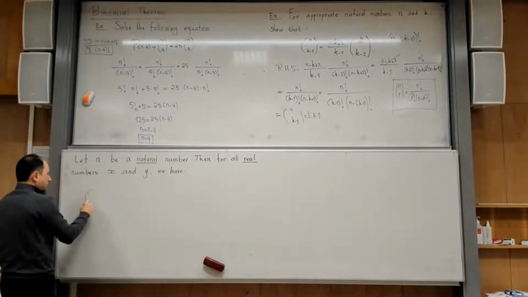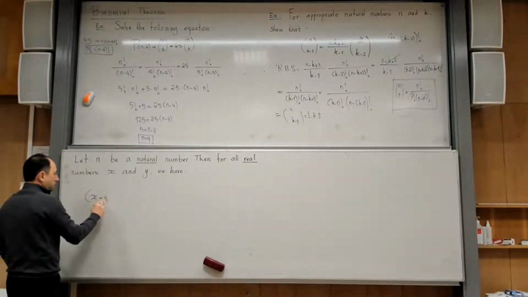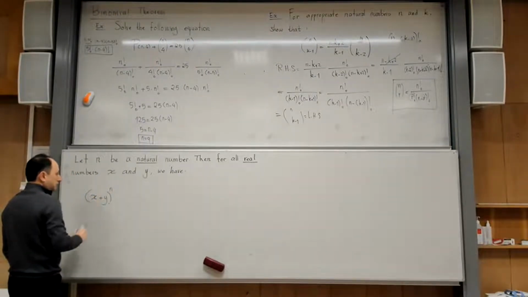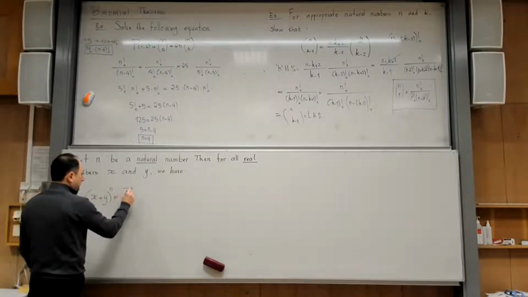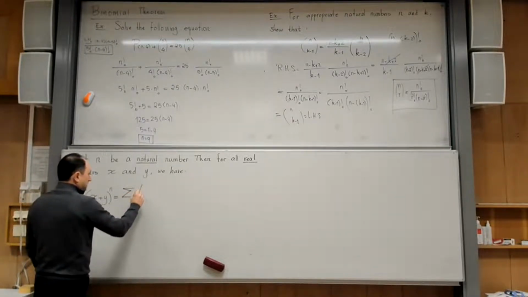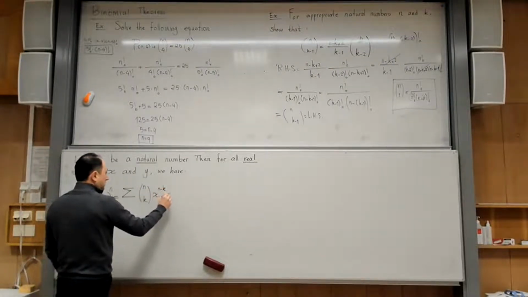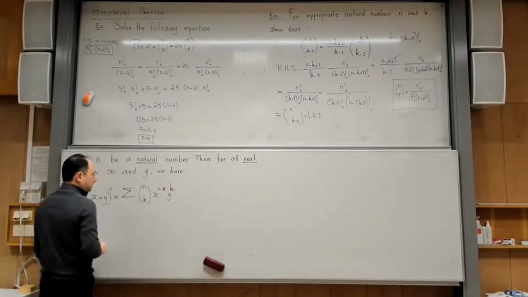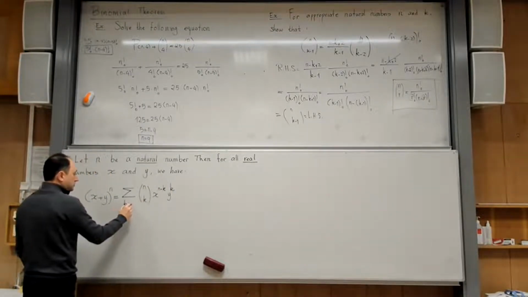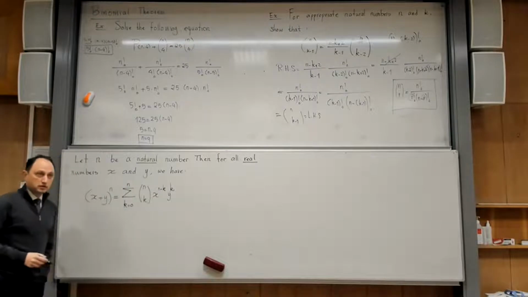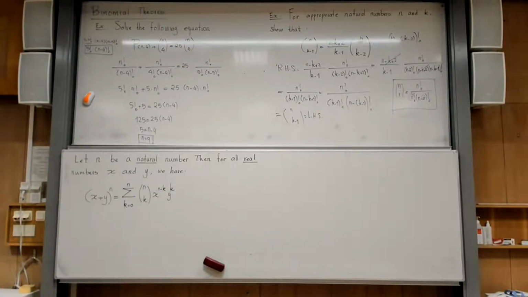this formula. We have x plus y to the power of n is equal to sigma n choose k, x to the power n minus k multiplied by y to the power of k, where k goes from 0 to n. This formula is called Newton's binomial theorem.